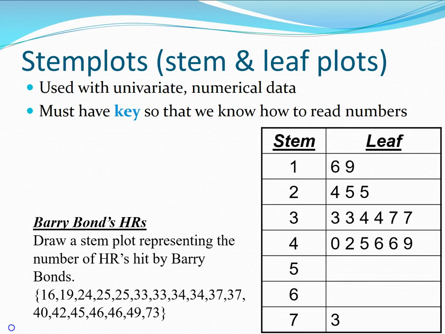what it looks like. So you can see that he hit a number of home runs in the teens twice. He hit 16 one year and 19 one year. In the 20s, he did that 3 times. In the 30s, he did that 6 times, as well as the 40s. And then he had 1 year that was really good where he hit 73. And so you can get an idea of what's going on. Notice that in the stem plot, I still included the 50s and the 60s, even though he never hit anything in that range. You want to include those so that you can see the gaps.